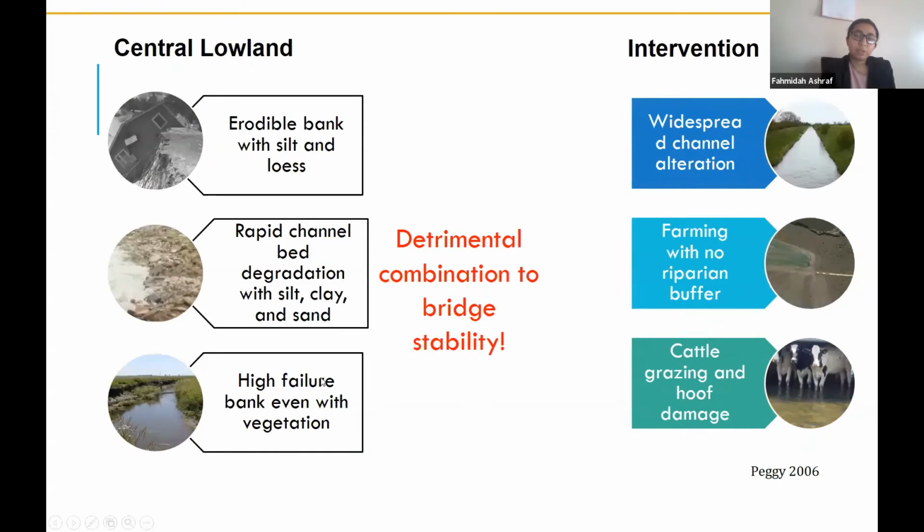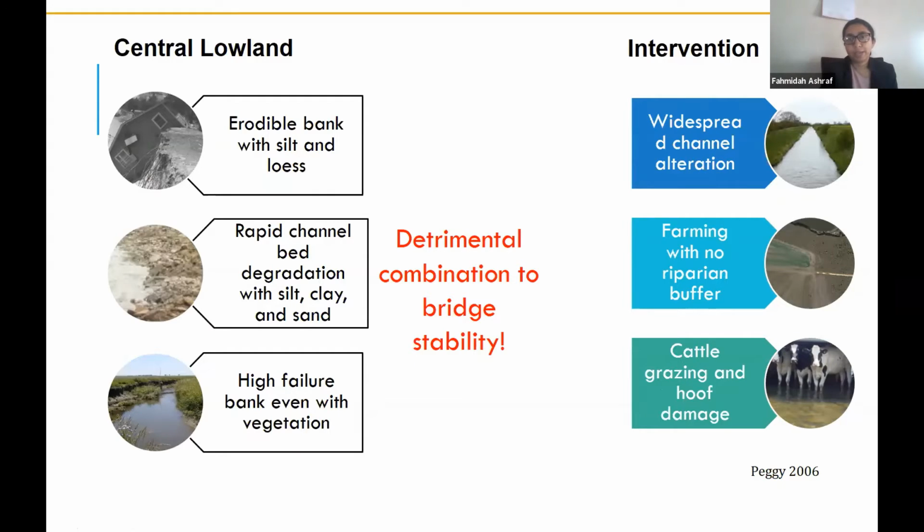The second region we'll be focusing on is the Central Lowland. It is a detrimental combination for bridge or any hydraulic structure stability. Channels are highly unstable because we have erodible banks with silt and loess, rapid channel bed degradation with silt, clay, and sand. We have high bank failure even with vegetation. So although we have vegetation, we still have bank failure in these regions.